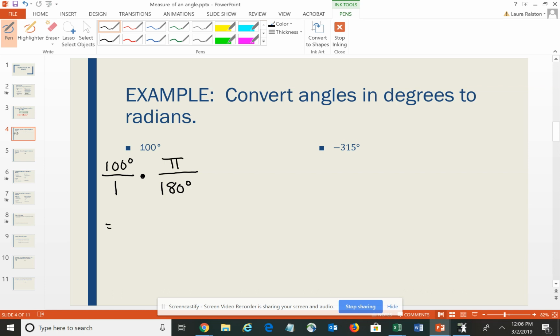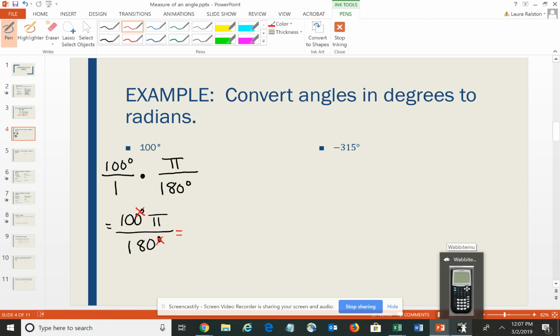If I multiply those together, remember to multiply fractions, you multiply the numerators and multiply the denominators. So I'm going to have 100 degrees times pi over 1 times 180 degrees. What I notice almost immediately is that now I have degrees in the numerator and degrees in the denominator. So those will divide out, and I still have pi, and so I want to simplify 100 over 180.